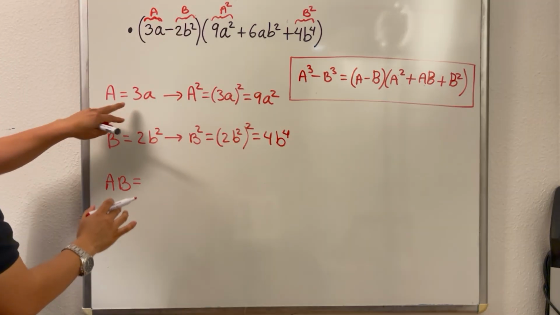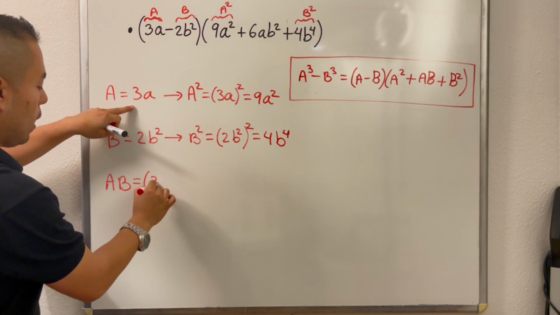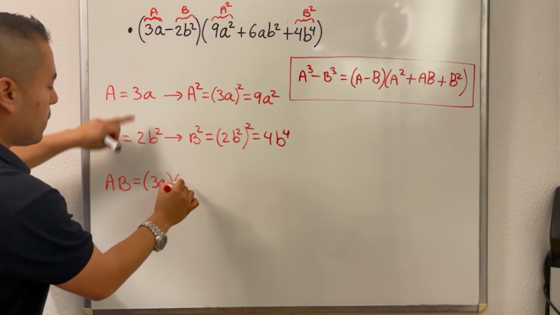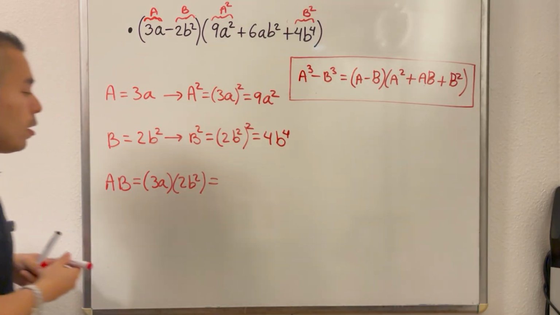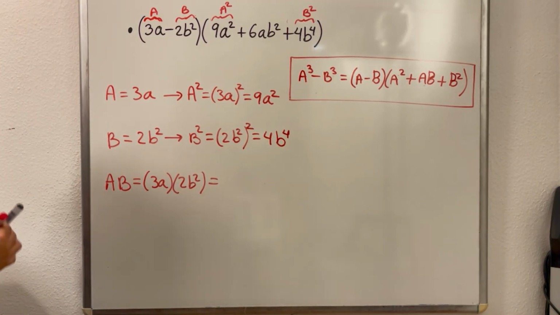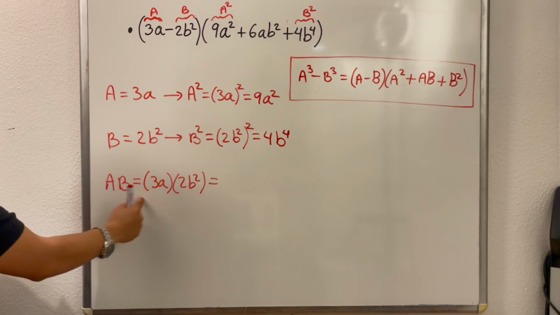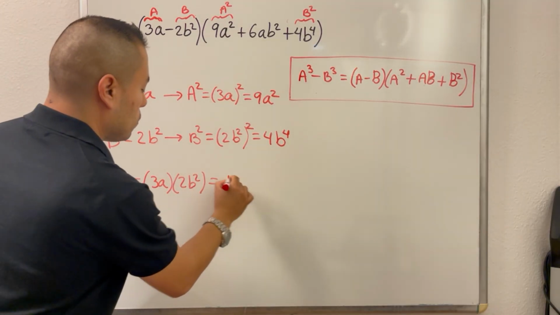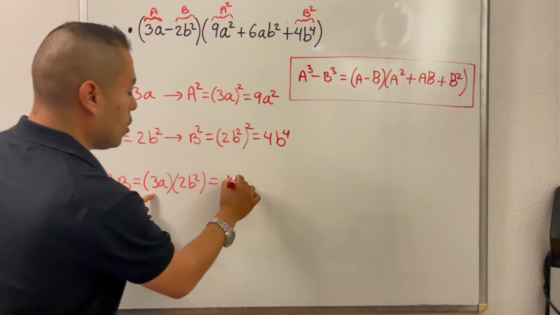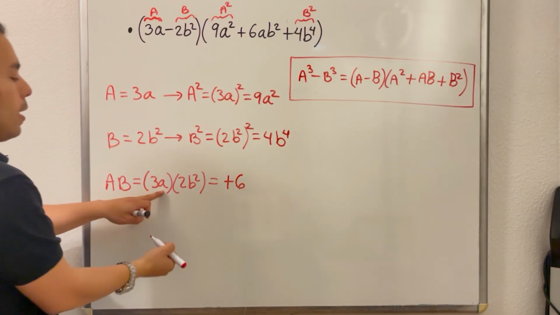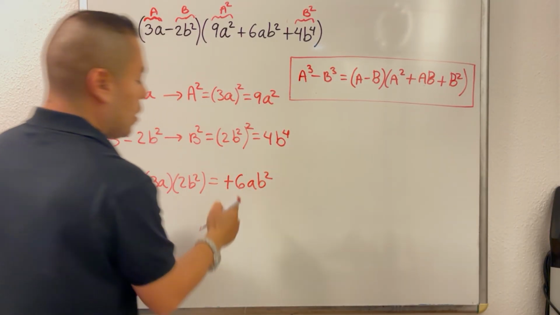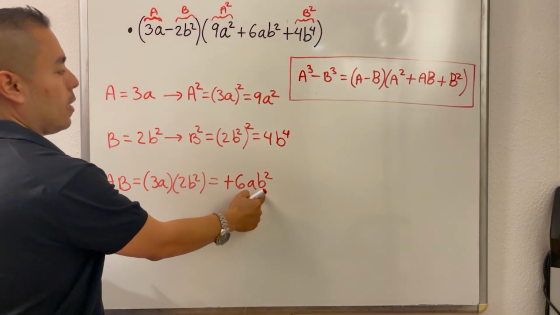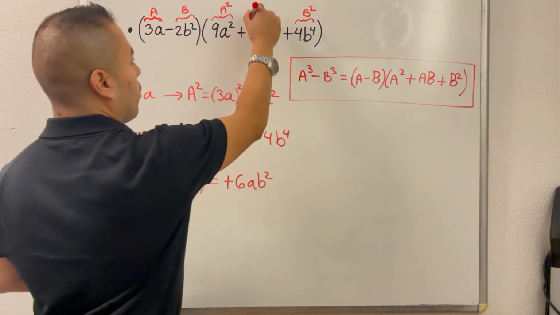If we do that, we say A is 3a, B is 2b squared, and then the multiplication. Always signs plus by plus, plus. 3 by 2, 6, and a by b squared. And we have 6ab squared, exactly what we have over here.